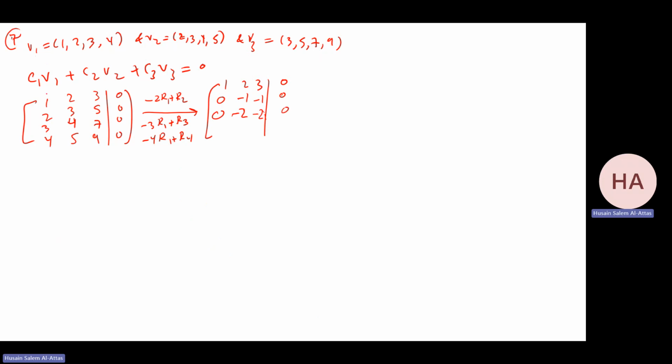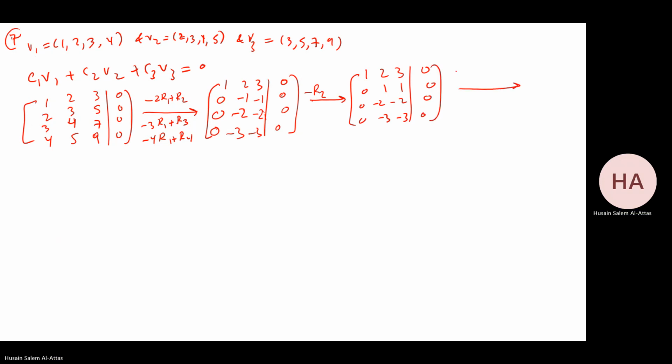This is 0. Now with the 4. -4, that will be 0. -4, -8 plus 5, -3. -4, -12 plus 9, that will be -3, 0. So what I will do, multiply the second row by -1, to make it 1. It will be easier. 1, 1, 0, very clear what will happen.